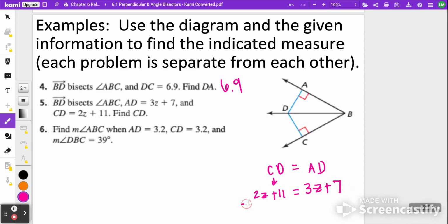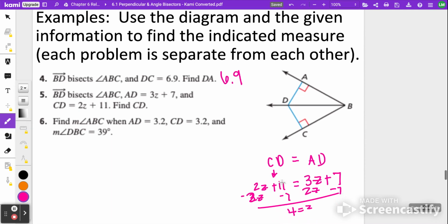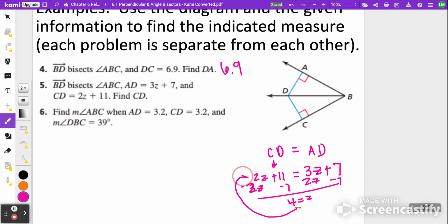I'm going to move all of my variables to the right and move my numbers to the left. So I get z is equal to 4. Since I know z is equal to 4, I just plug it right back into my original expression. 2 times 4 is 8, and 8 plus 11 is 19. So CD is equal to 19.